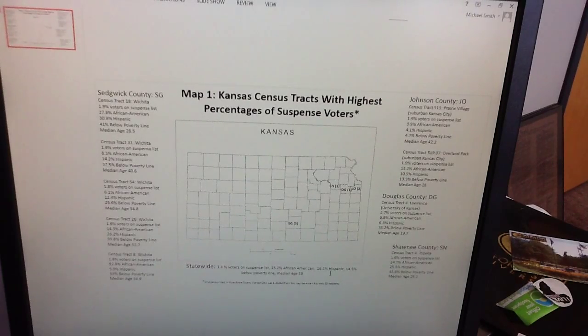Likewise, some of these areas have a larger than average Hispanic population. The statewide average is 16.3%. In these Wichita tracts, it's 30.9%, 14.2%, 12.4%, 26.2%, and 5.5%. So a couple of them stand out for their large Hispanic populations.